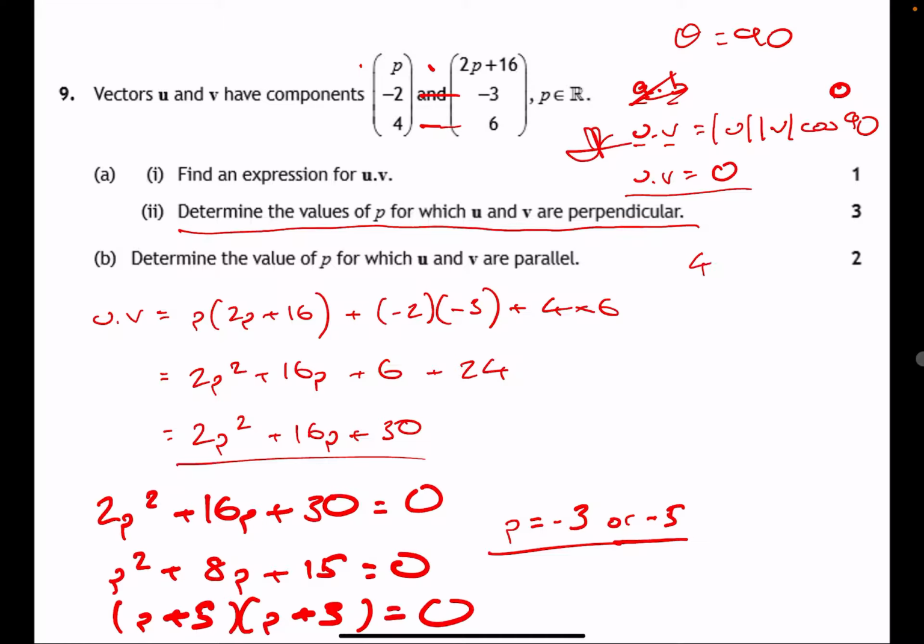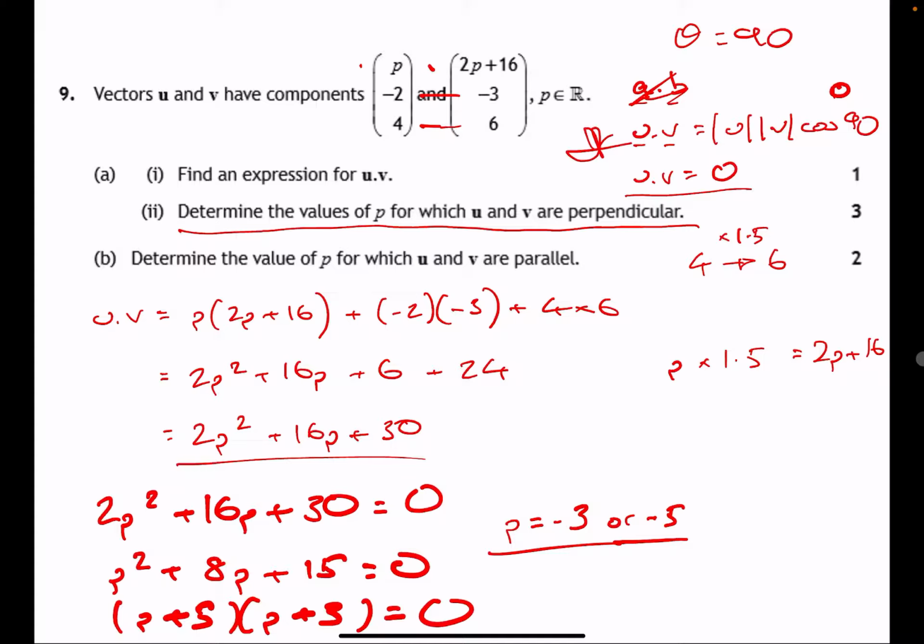To get from 4 to 6, I need to times by 1.5. That still works from minus 2 to minus 3: 1.5 times minus 2 does equal minus 3. What that tells me is that p times 1.5 will equal 2p plus 16. You can use 3 over 2, it's 3 halves of 2, an extra half.